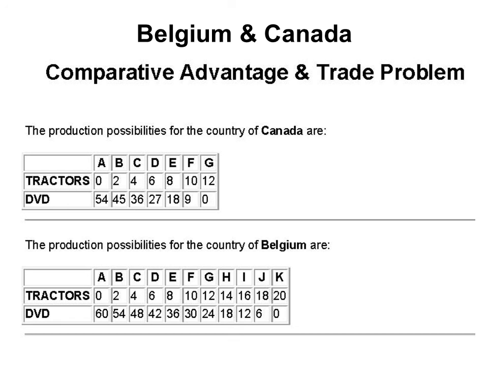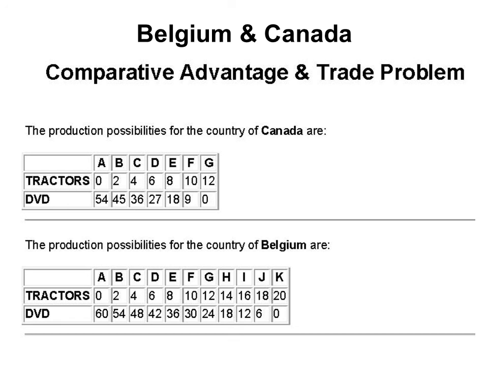If you look at Belgium's allocatively efficient point prior to trade, which was G as in good, Belgium was only producing and consuming 24. Therefore, there is a gain of 3 DVDs. 54 produced by Canada, 27 kept by Canada. Now Belgium has 27 as opposed to 24, an increase of 3 DVDs.